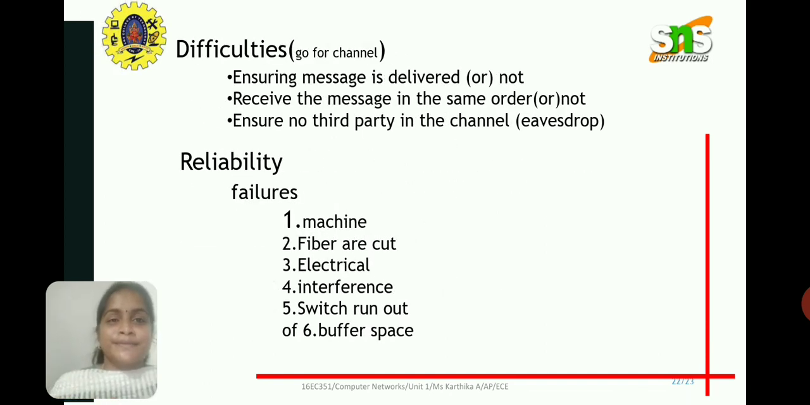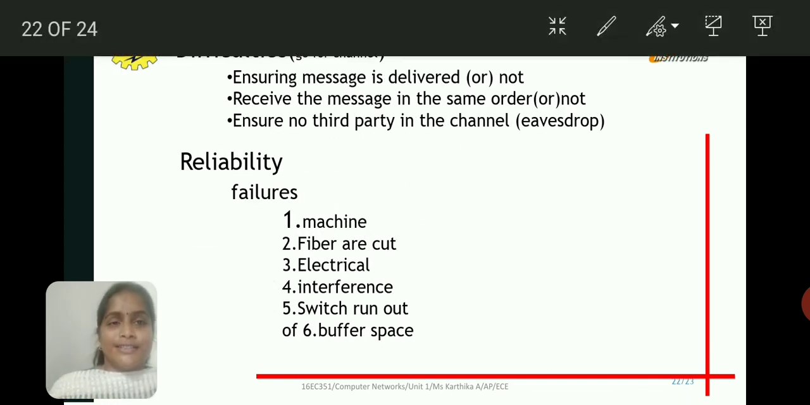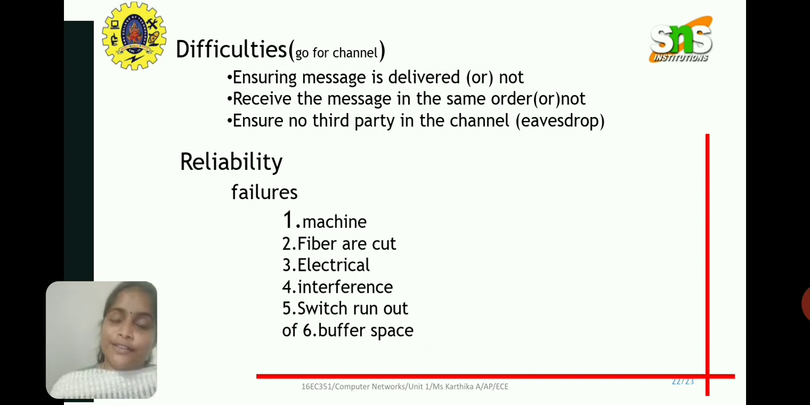And what are the difficulties while we are going for a channel? First one is ensuring messages are delivered or not. It is a difficulty. And whether messages are received in the same order or not. We don't know whether the order from the sender is correct or incorrect. And ensuring no third party is in the channel. We don't know actually who is interrupting the service, who is getting the data, who is an intruder in that particular connection.